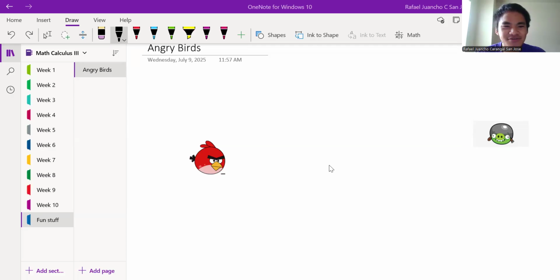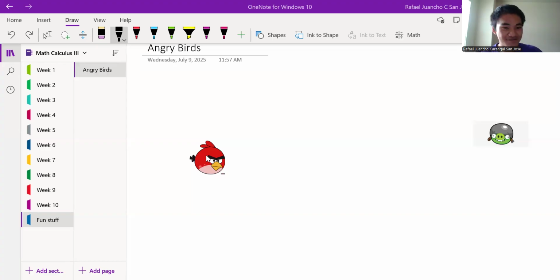So I bet you guys have heard of Angry Birds, right? It's the game where you have your set of birds and you have to hit the pig. You load up the bird in a slingshot, and then you release it, and your goal is to hit all of the pigs. It's a well-known game.